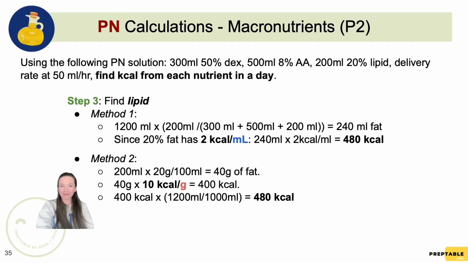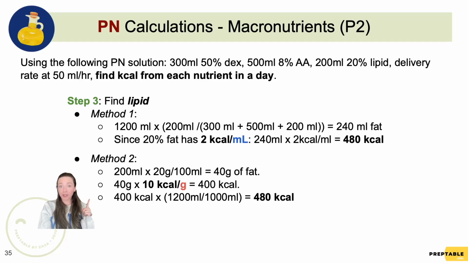Now, how about method number 2? This one involves directly calculating the kcals from the known grams of fat in the solution. So we would start by finding the grams of fat using the concentration of lipid emulsion. 200 ml times 20 grams divided by 100 ml because it is a 20% solution. We would cancel out the ml and we would get 40 grams of fat. Next, we could determine the kcals from fat using the energy density of 10 kcal per gram, not ml here. Be mindful of your units. You're going to multiply 40 grams of fat by 10 kcal per gram, and we get 400 kcals.